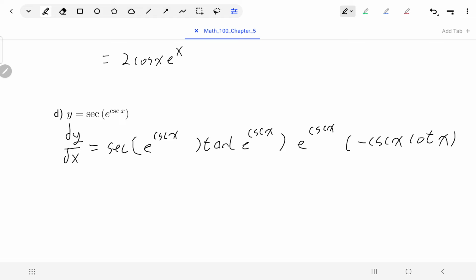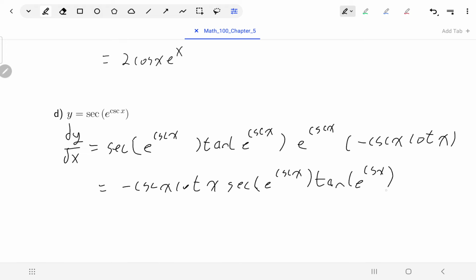And then I guess probably the only last thing I would do is just rewrite it so that I don't have the negative kind of stuck at the end there. So minus cosecant x, cotangent x, secant of e to the cosecant x, tangent of e to the cosecant x, all multiplied by another e to the cosecant x.